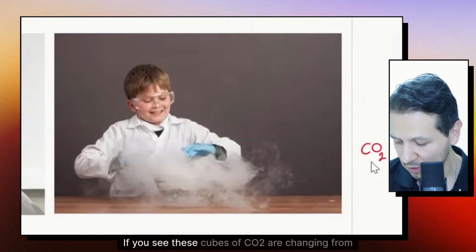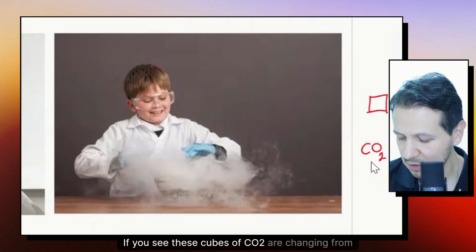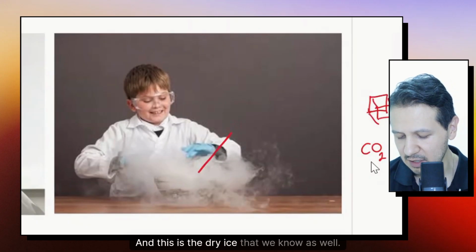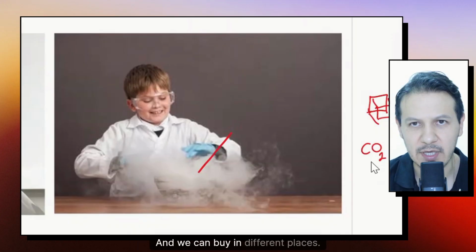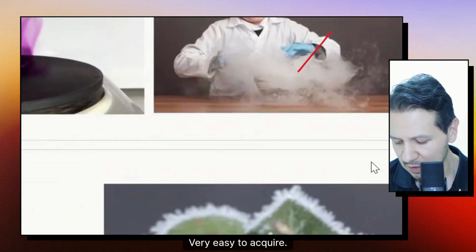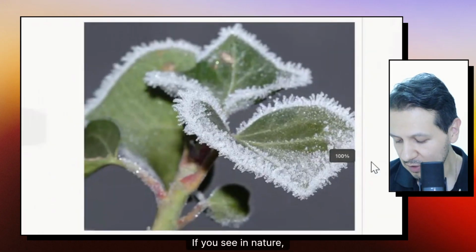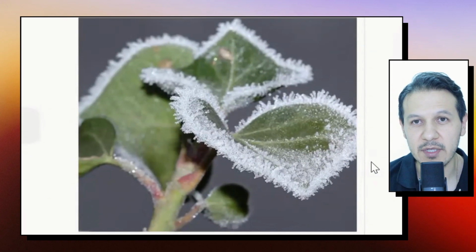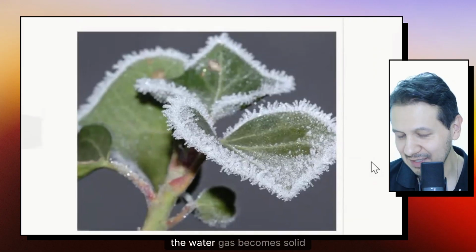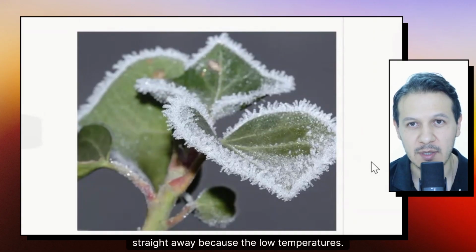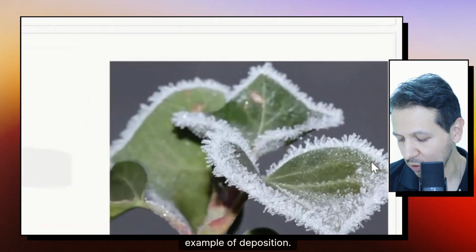If you see, these cubes of CO2 are changing from solid to liquid. And this is the dry ice that we know as well and we can buy in different places. Very easy to acquire. Here we have the deposition. If you see in nature, this is very common in crops when the gas, the water gas, becomes solid straight away because of the low temperatures. So here we have a deposition.